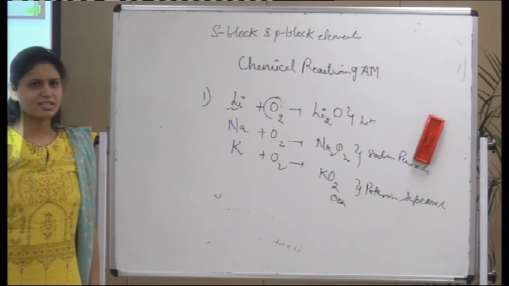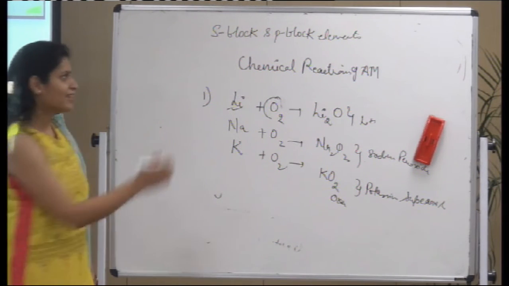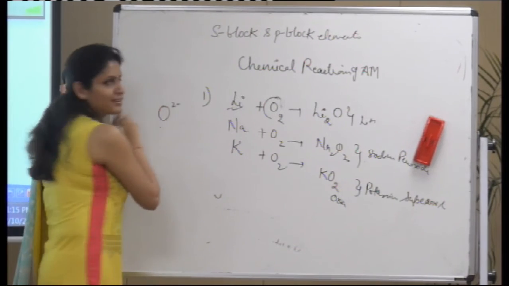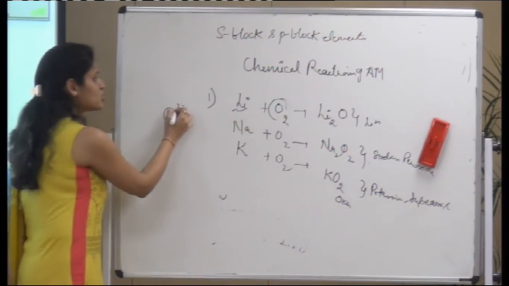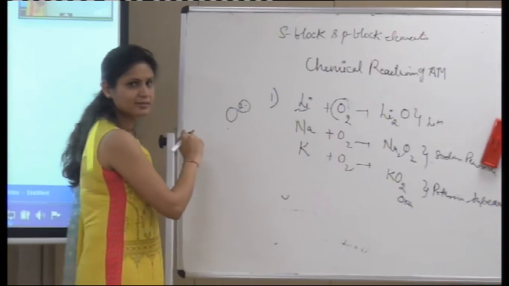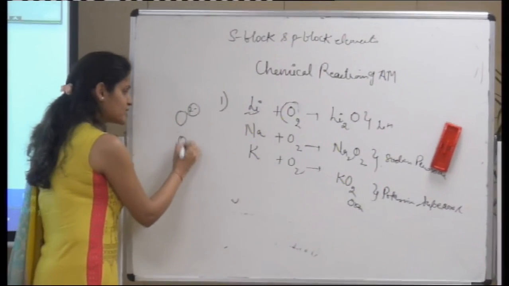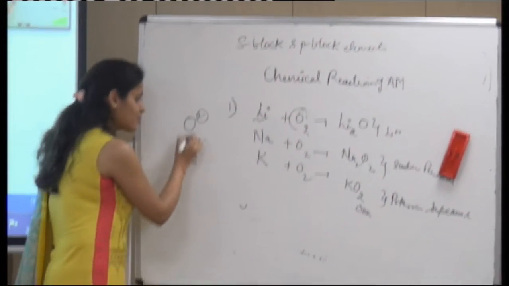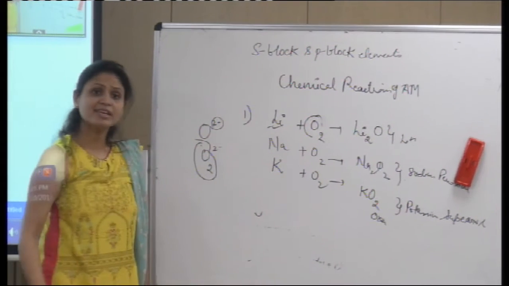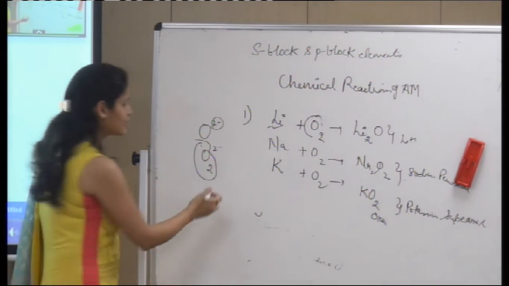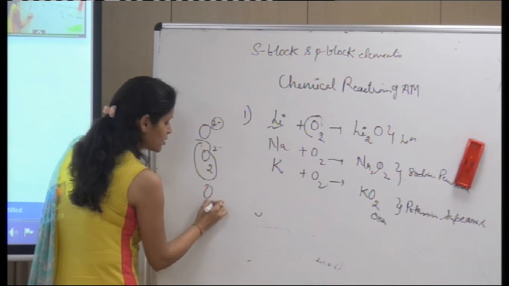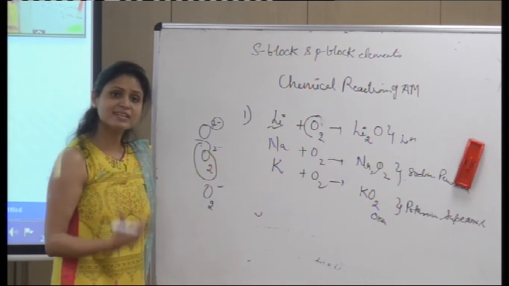Just oxidation state. Oxide is O2 minus, single oxygen atom having 2 unpaired electrons. So peroxide is O2 2 minus. Here we have 2 oxygen atoms having two electrons. Then superoxide is O2 minus, having only one unpaired electron.